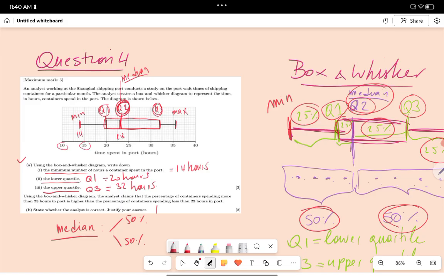So it's incorrect. And why? Because the median splits the data in half. So it's the same percentage on the left and on the right. We've got the same amount of values on this side as on that side, by definition of the box and whisker. The median is the one that splits the data in two.